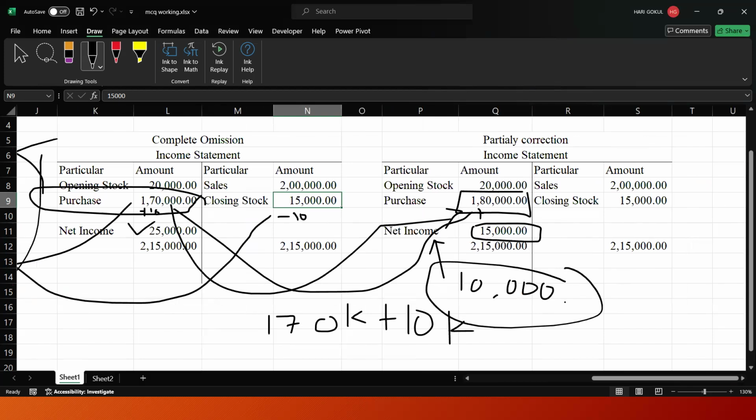If you need to make this entry correct, maybe for the next question, what will happen if I add 10,000 to the closing stock? If I add 10,000, it will become $25,000. And this will also become $25,000. But the question is that they only made the partial correction.